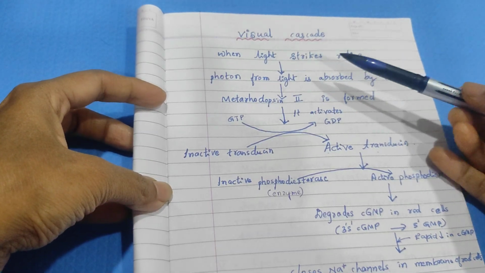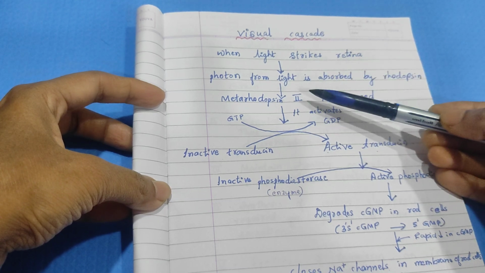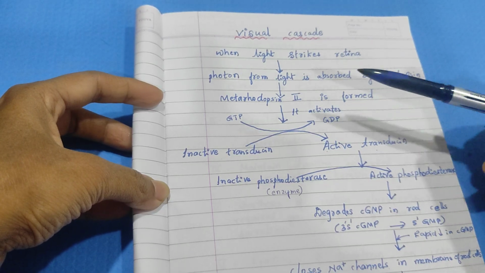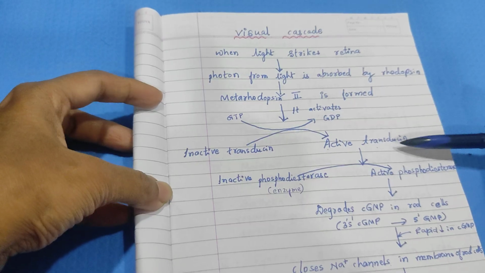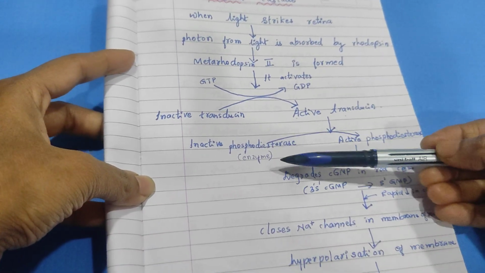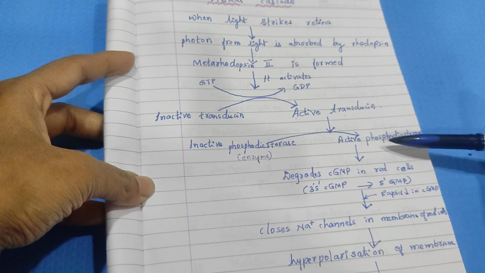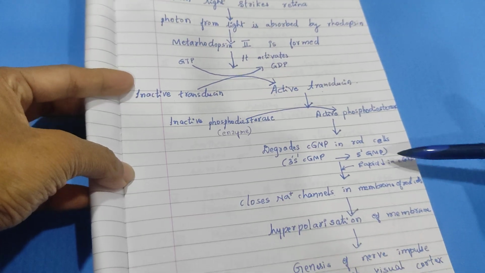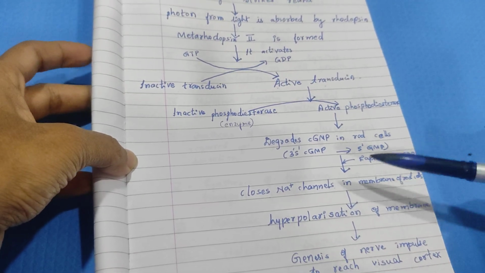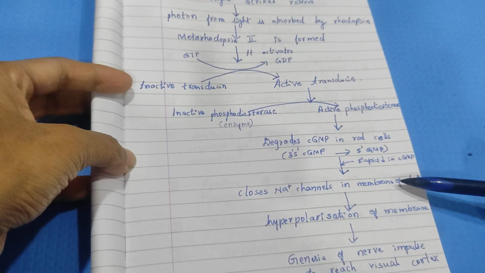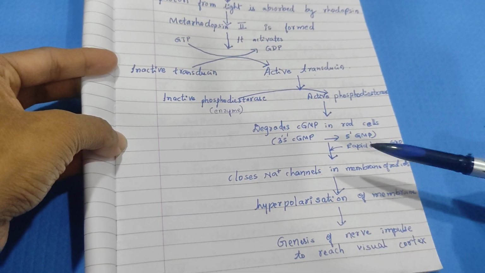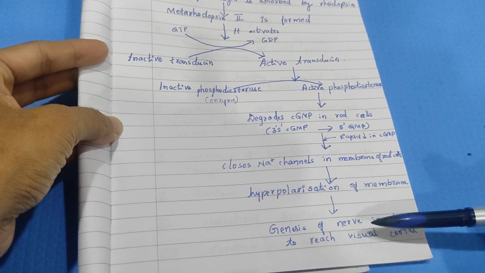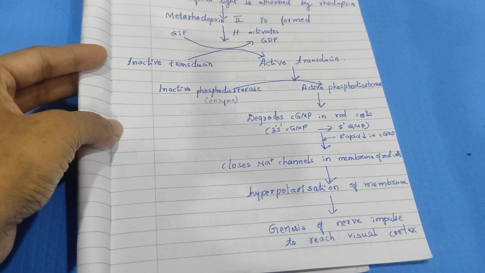One more time, the complete visual cascade. When light strikes the retina, photon from the light is absorbed by the rhodopsin. Metarhodopsin 2 is formed, which activates inactive transducin to the active transducin. That again activates the enzyme inactive phosphodiesterase into active phosphodiesterase, which then degrades cyclic GMP into 5-GMP, which causes closure of the sodium channel. Because of the decreased influx of the sodium, there is hyperpolarization of the membrane, which generates the nerve impulse, which will reach the visual cortex.